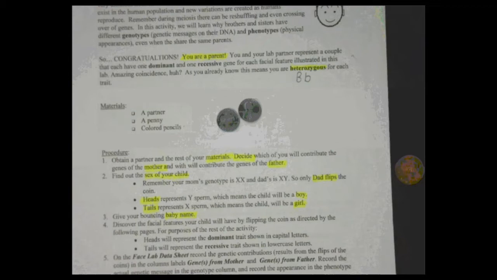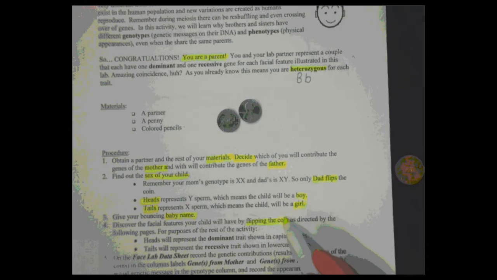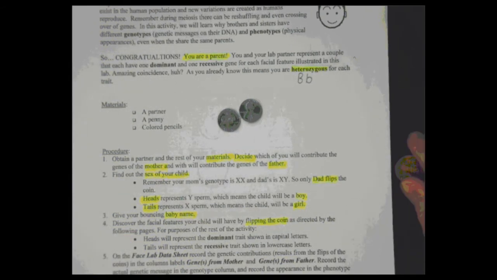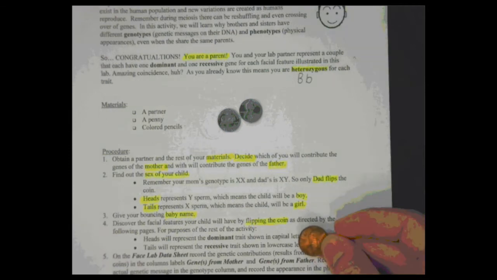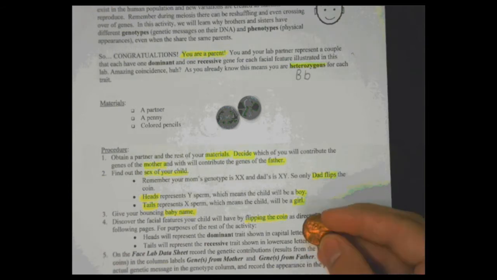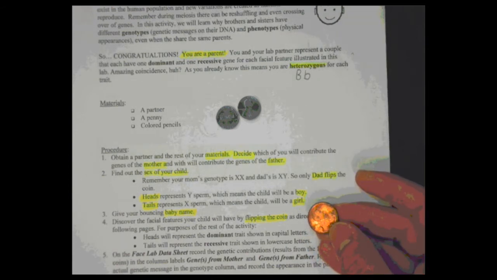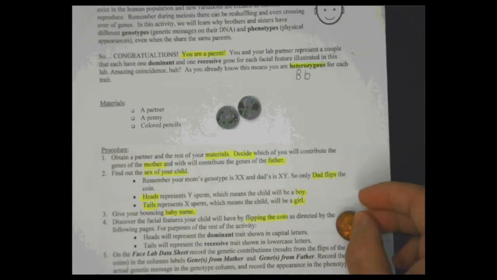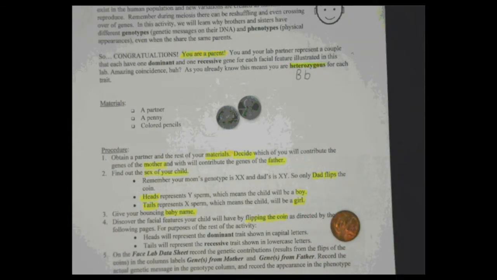Now, in order to determine which trait that you will have, we're going to use coins, because as we know, genes can be randomly shuffled. So the one that you get from your parents is going to be random. So the penny will represent that randomness. If it's heads, it will represent the Y, and your child will be a boy. If it's tails, that will represent the X gene, and your child will be a girl. So take a minute to take your pennies, flip them, and determine the gender of your baby.